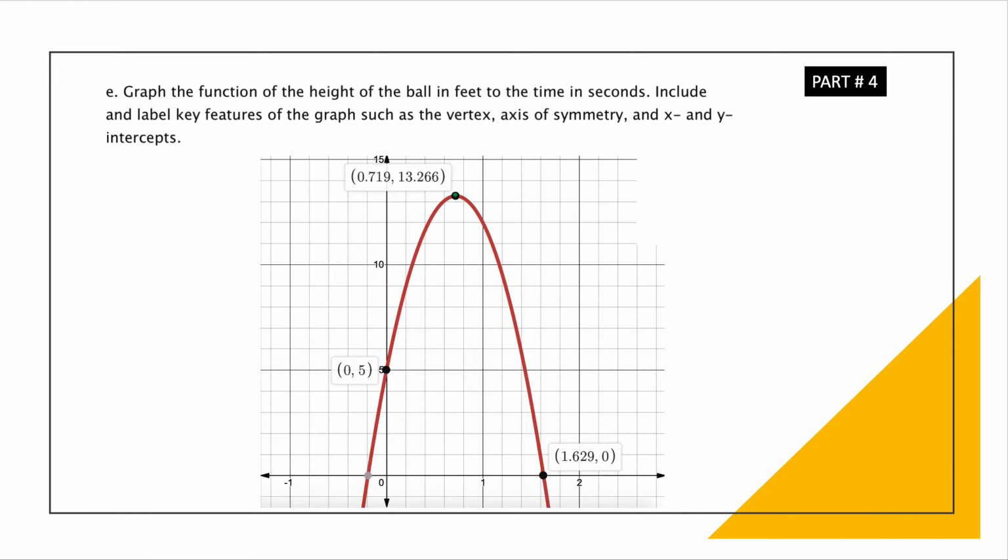Axis of symmetry: I didn't draw it, but the axis of symmetry is the line that intersects the 0.719 seconds in the middle, and it divides the graph of the function into two symmetrical sides. This is the axis of symmetry, and x is equal, or t, it's better to say t, is equal to 0.719. This is the axis of symmetry.